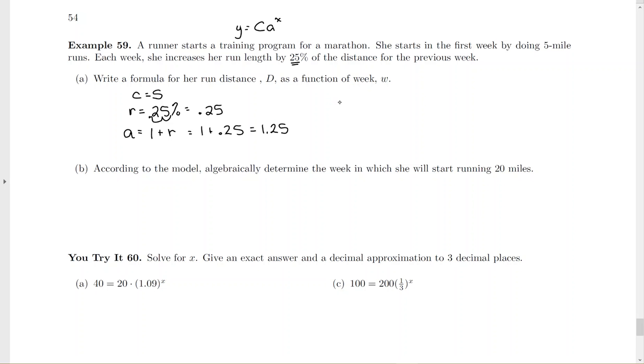So our formula is going to be D equals our C value times our A, 1.25, raised to the W, our time unit, weeks. So according to this model, algebraically determine the week. So I'm plugging in for the distance here that she will run 20 miles. So the 20 goes on the left side as my output, and then solve for W. So again, divide off by 5.